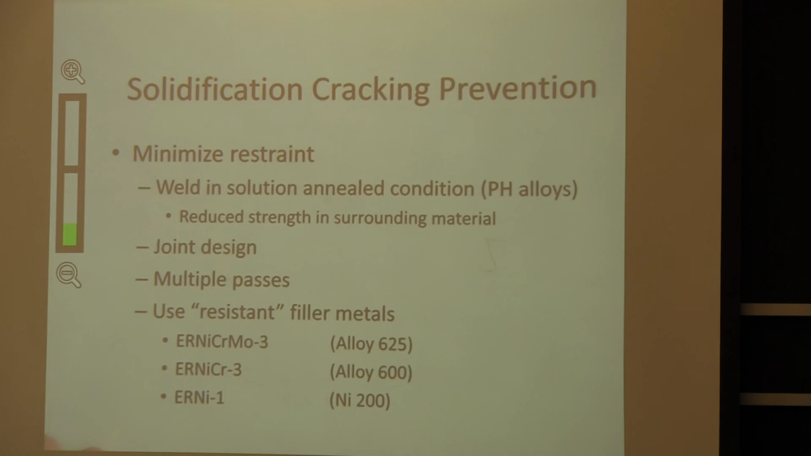Some other ways to minimize restraint are to use multiple pass welds. Rather than putting in a whole bunch of weld material at one time, which then solidifies and has residual stresses in it, you can use a bunch of smaller, multiple pass welds, and that will minimize your restraint. And then the last thing you can do is just to use a solidification cracking "resistant" material, with resistant in quotes there because it depends on what you're welding, and it depends on the filler metal that you use.